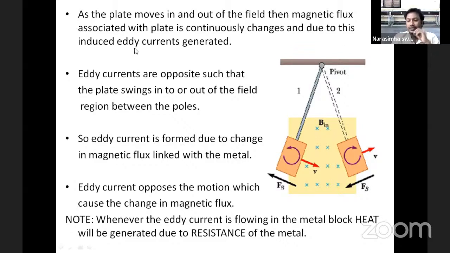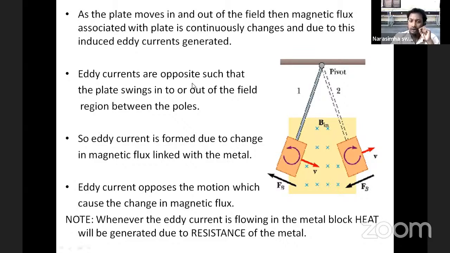Induced eddy current will be generated. Keep that in mind. This is the main concept. Now the eddy current opposes the plate swinging into or out of the field region between the poles. So what is the eddy current's function here? Eddy current opposes the cause. What is the cause? Change in flux.